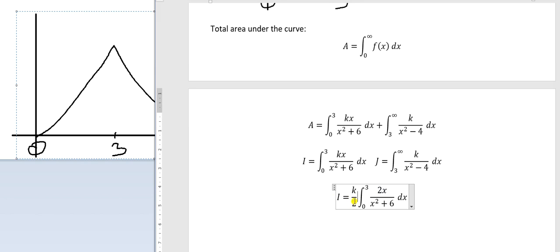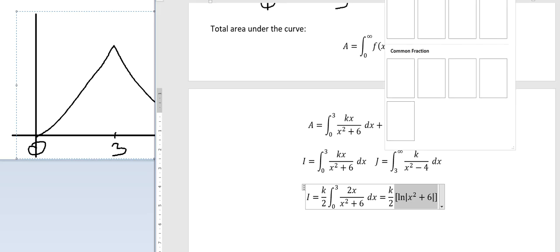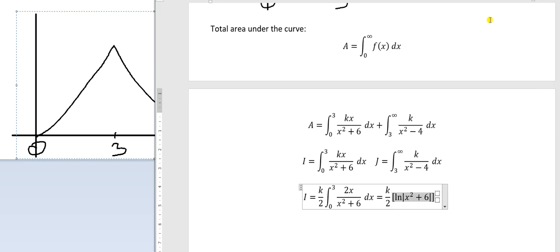Remember, k is a constant, which is why I'm allowed to safely pull it outside the integral sign. You don't have to pull it out entirely if you don't want, but I think it makes life a little bit easier here. So I'm going to leave k over 2 outside, and I'm going to integrate 2x over x squared add 6. That gives me ln of x squared add 6. Good convention to use the modulus signs, but of course x squared add 6 is always positive, so it's not crucial here. We need to sub in our limits, which are 0 and 3. Nothing undefined or weird here, so everything should be fine.